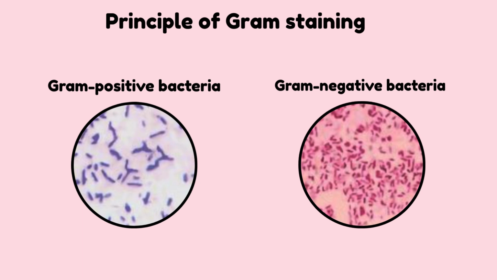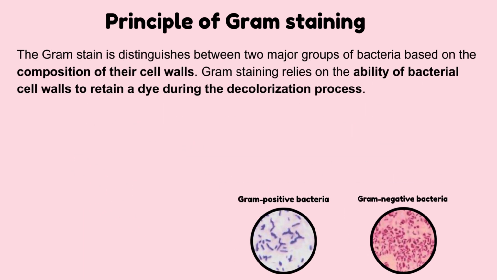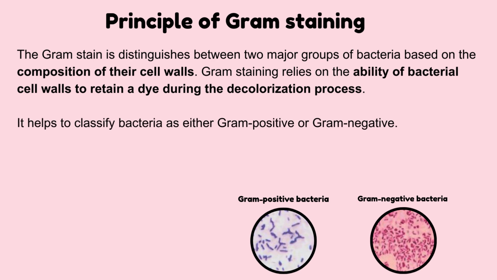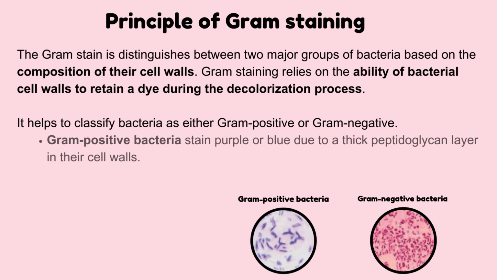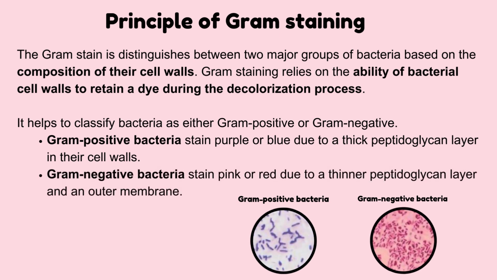What is the principle of gram staining? The gram stain distinguishes between two major groups of bacteria based on the composition of their cell walls. Gram staining relies on the ability of bacterial cell walls to retain a dye during the decolorization process. It helps to classify bacteria as either gram-positive or gram-negative. Gram-positive bacteria stain purple or blue due to a thick peptidoglycan layer in their cell walls, while gram-negative bacteria stain pink or red due to a thinner peptidoglycan layer and an outer membrane.